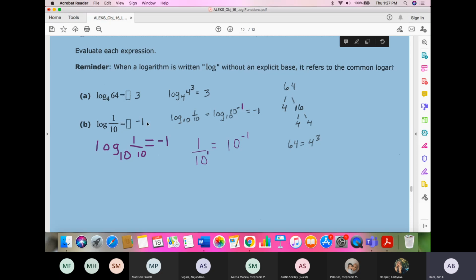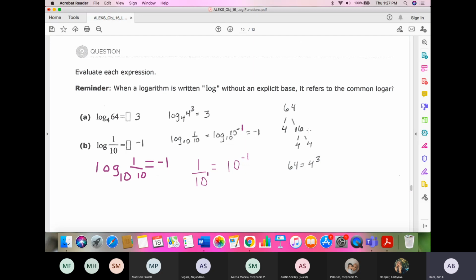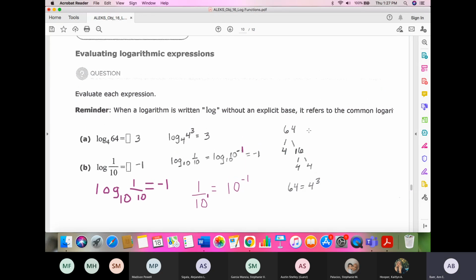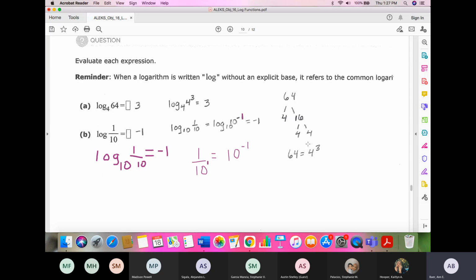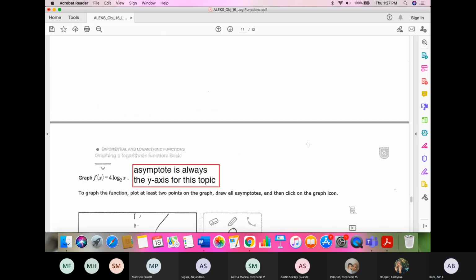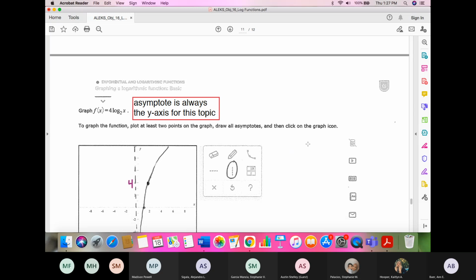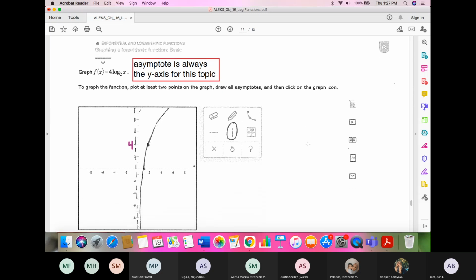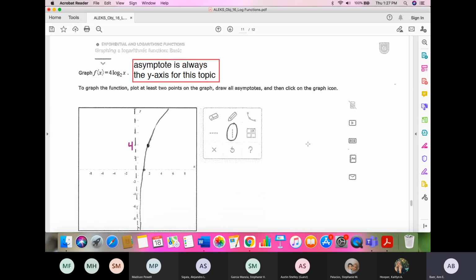Any questions on this particular topic? We looked at 4 separate problems in this particular topic: evaluating logarithmic expressions. Cross that one off. So we have one more topic to go. It is graphing a logarithmic function, basic.